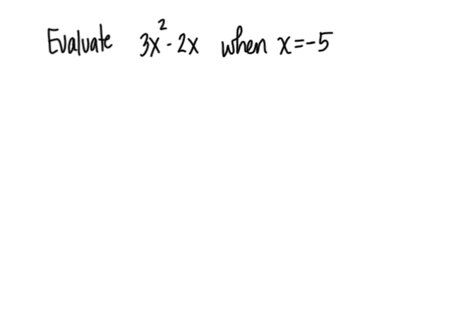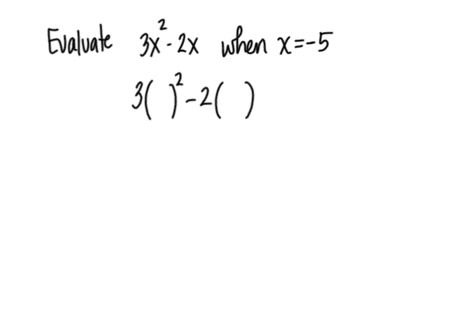The last problem from this section asks you to evaluate the function 3x squared minus 2x when x equals negative 5. This is a popular problem that you would see in beginning algebra, intermediate algebra, college algebra, and even calculus for those of you who have to take it. What you're going to do is take the x's out. So you would have 3 squared minus 2.